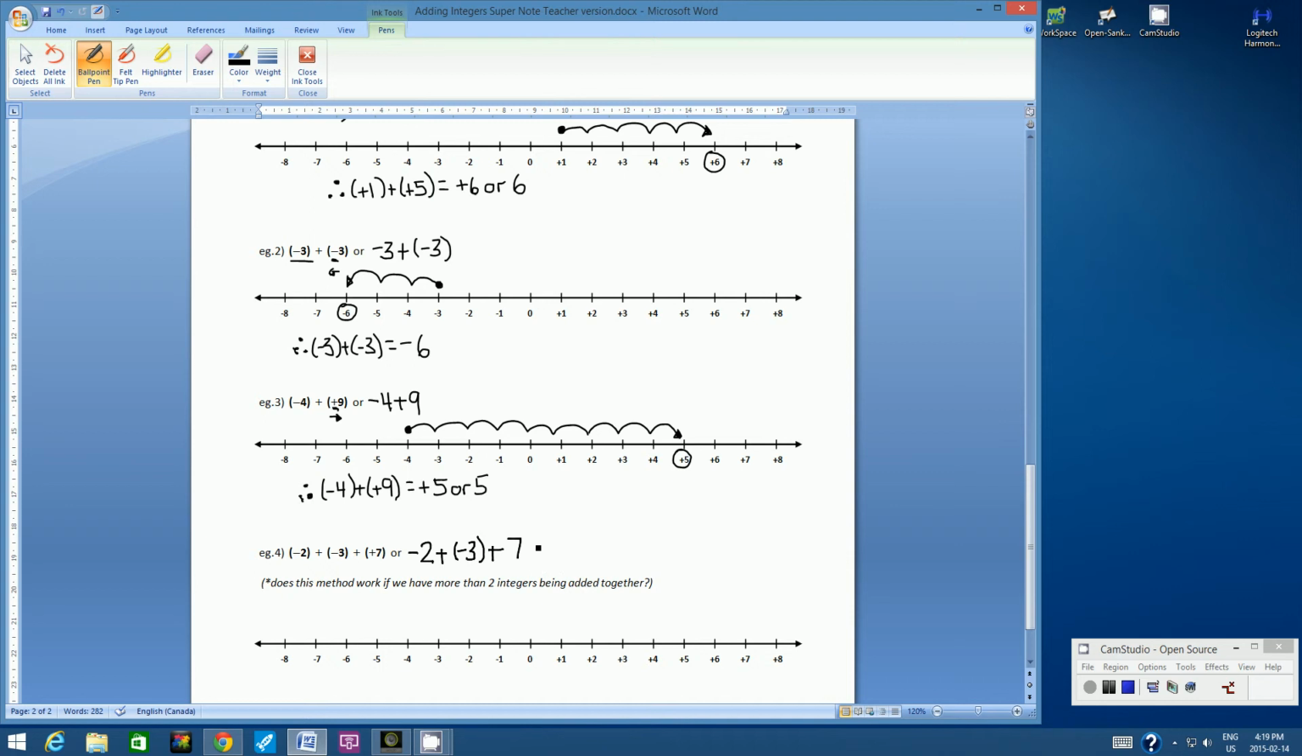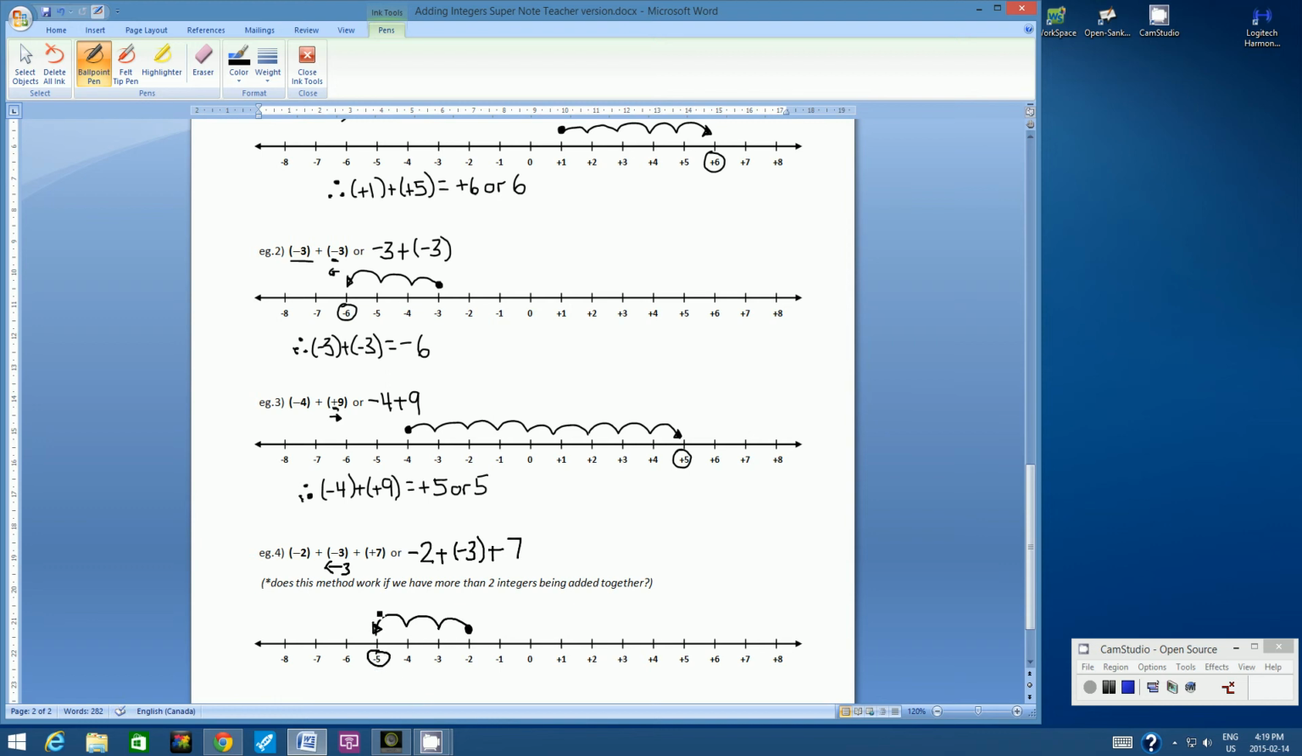Okay, so let's see if we can modify the rules to make it work for more than 2 integers. Let's start with our starting point, negative 2. The second integer, negative 3, tells us that we're going to move to the left 3 points, because the sign of the integer is negative. So let's try that. 1, 2, 3. So here's where we end up, at negative 5.